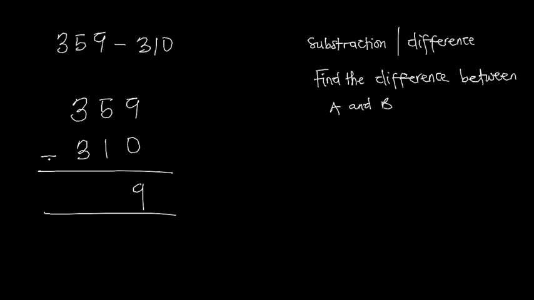Now under the tens column, I have 5. So 5 minus 1, that will give me 4. Now, under the hundreds column, I have 3 and 3.